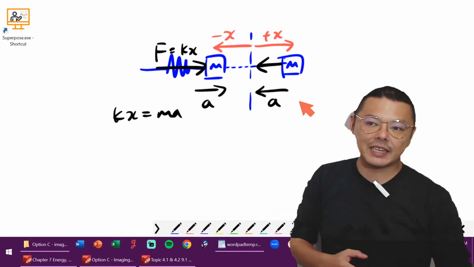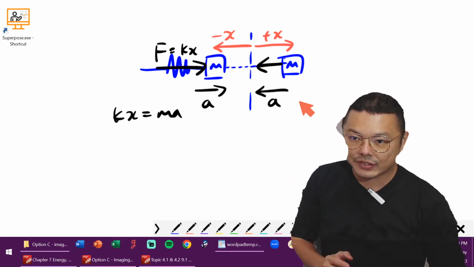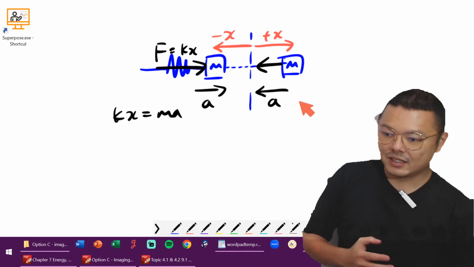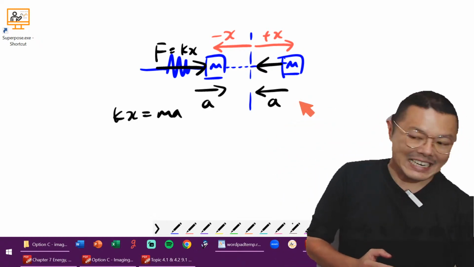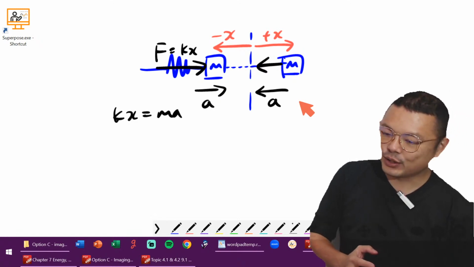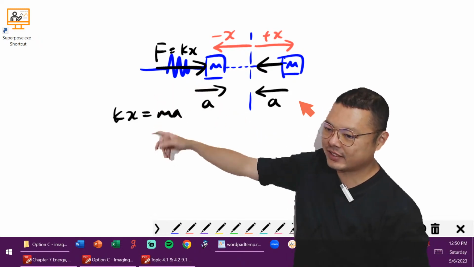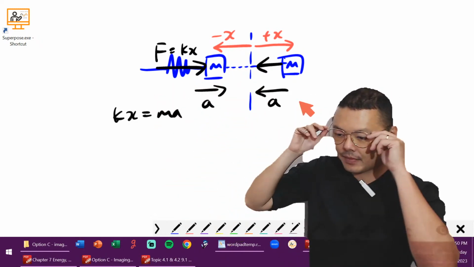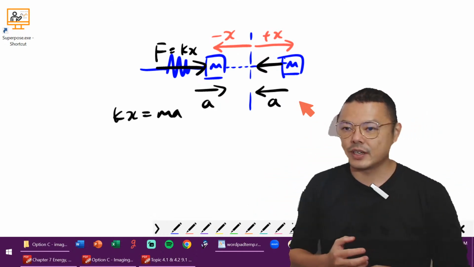So that's why they like to call this force the restoring force. Write it down. This force is called the restoring force, and it causes the object to accelerate towards the equilibrium. Accelerate towards the equilibrium.